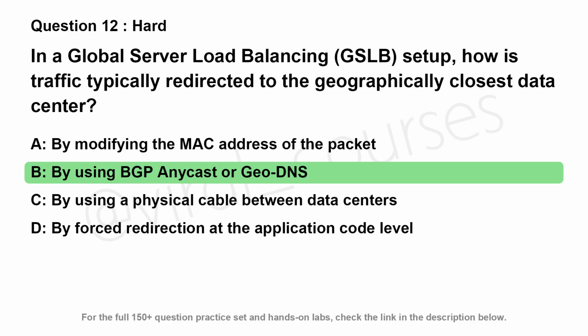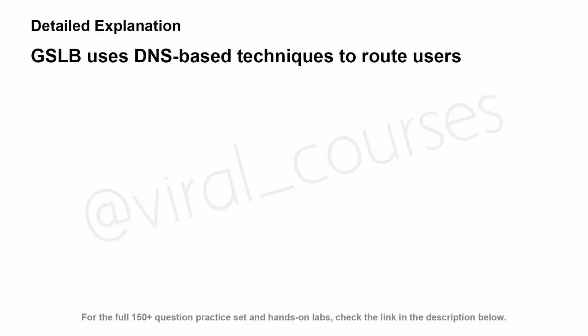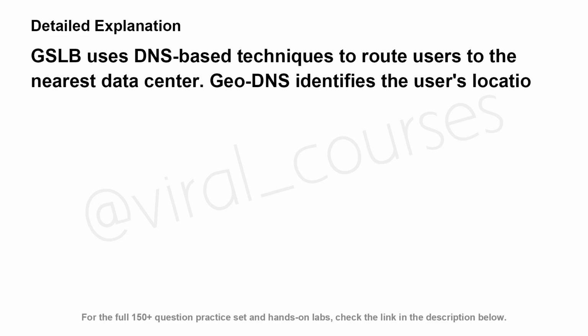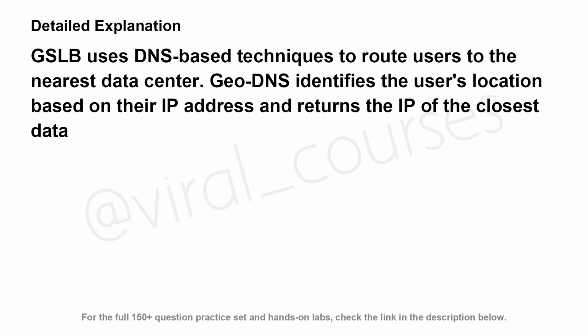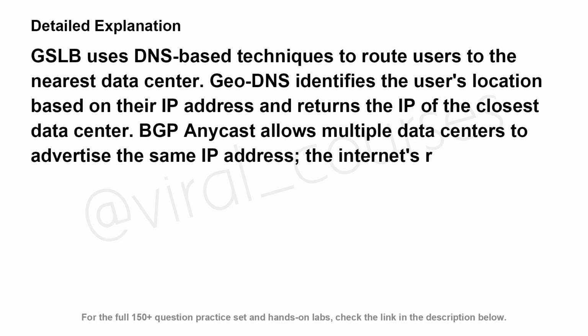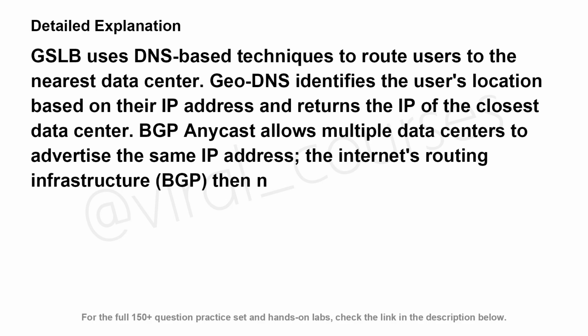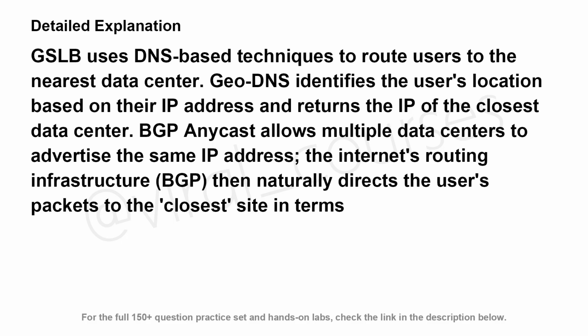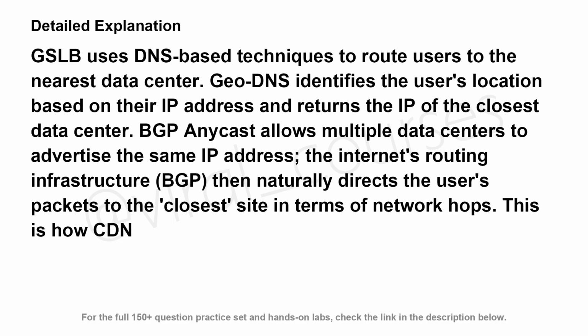The correct answer is B. GSLB uses DNS-based techniques to route users to the nearest data center. GeoDNS identifies the user's location based on their IP address and returns the IP of the closest data center. BGP Anycast allows multiple data centers to advertise the same IP address. The Internet's routing infrastructure, BGP, then naturally directs the user's packets to the closest site in terms of network hops. This is how CDNs like Cloudflare operate.